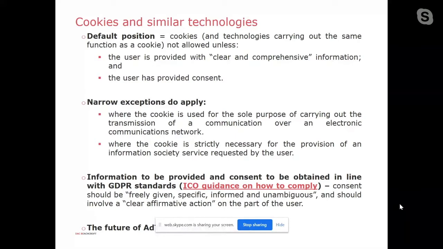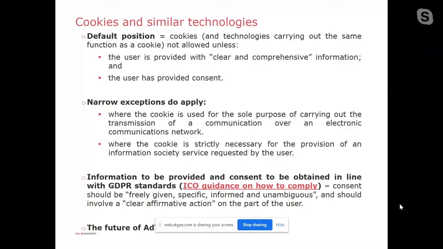Another thing we get asked about, can I obtain consent by including a line in my website T's and C's? The answer to that is no. Again, the cookie mechanics need to be separate and distinct. And again, I'll go back to what I said. It needs to be an affirmative action. It can't be hidden in a set of T's and C's, and you're relying on implied consent. That won't work.